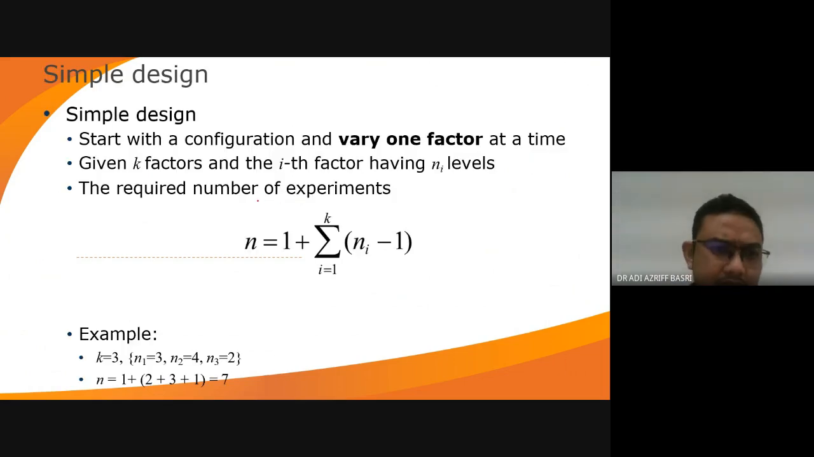First, simple design. Simple design starts with a configuration and varies one factor at a time, given k factors and factor i having n_i levels. So the required number of experiments n is equal to 1 plus the sum for i from 1 to k of (n_i minus 1). Okay, this is the formula of simple design.